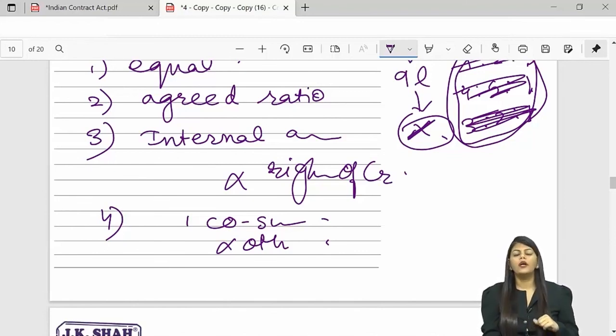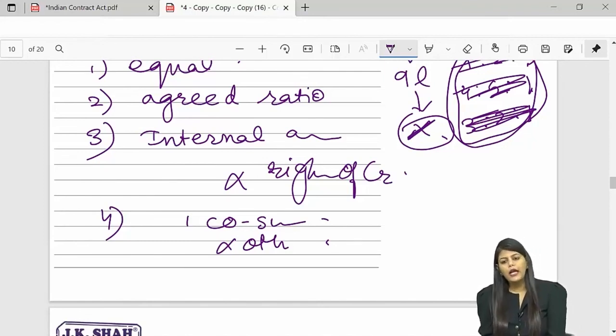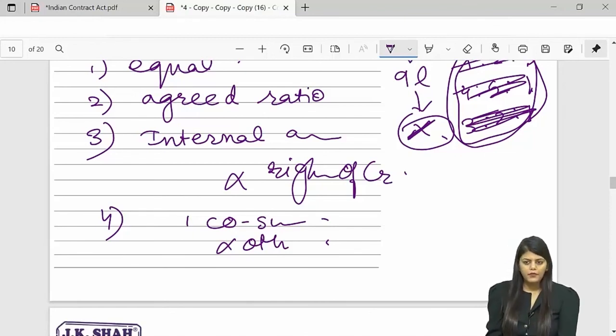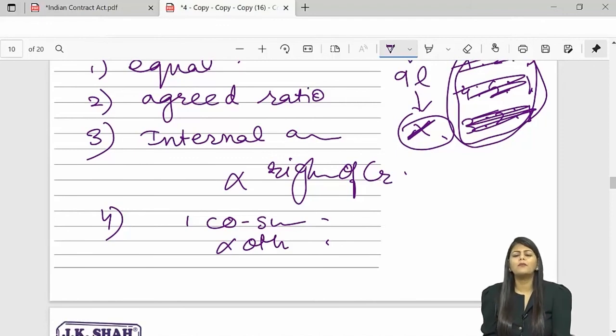And one more thing: in indemnity, both the parties should be competent. Whereas in guarantee, the principal debtor can be a minor, but the surety and the creditor should be competent persons. Only the principal debtor can be a minor. If you want to know why, a simple example: you give education loans to minors, it's all valid because that's an exception. So this was your indemnity and guarantee.